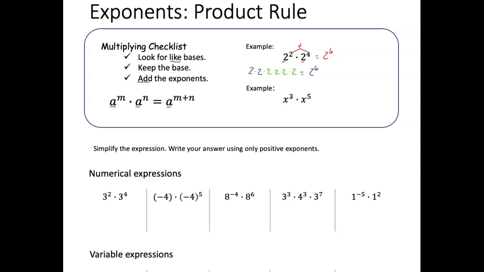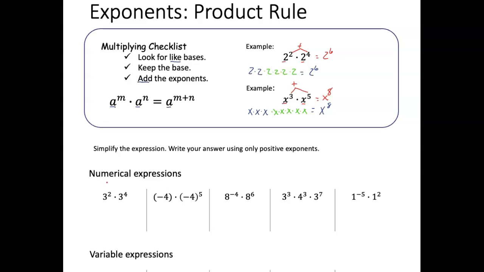Works the same way with variables, so x to the third, that would be x times x times x, times x to the fifth, x times x, 2, 3, 4, 5. So if we multiplied x to the third times x to the 5 and we expanded that, we would have x 8 times. But we could use our rule and say, well, if I look here, I see I have a like base. I have a common base. I have x. Keeping x, and then I'm going to take those exponents and I'm just going to add them. 3 and 5, add those, I have 8.